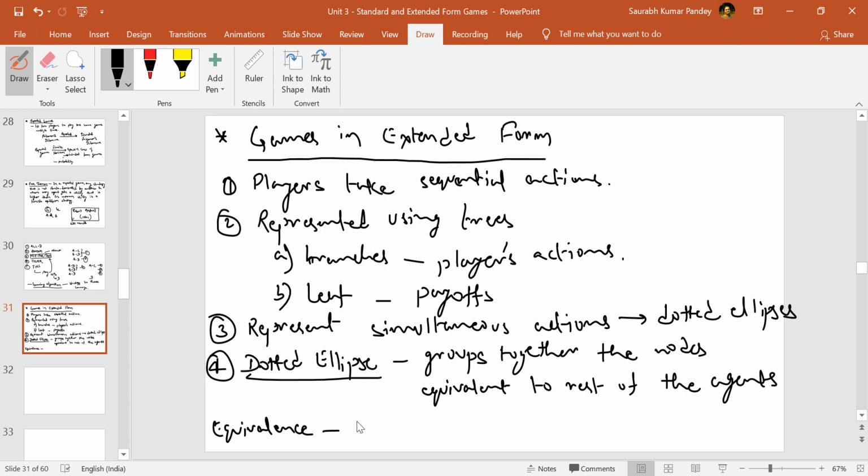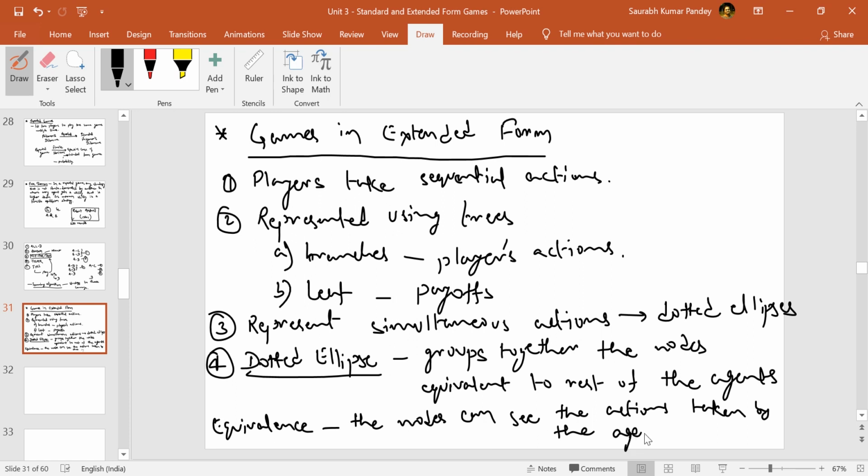So equivalence means those nodes can see the actions taken by the agents. Fine. They can see the actions taken by the agents. Okay, so let's see one example.